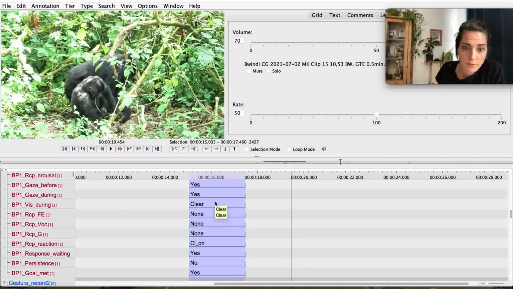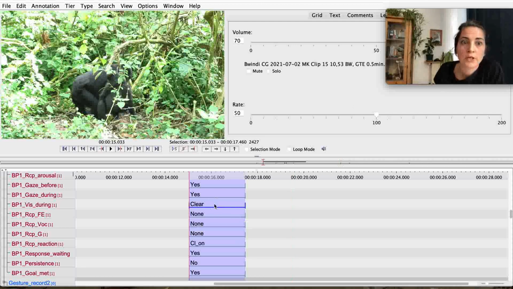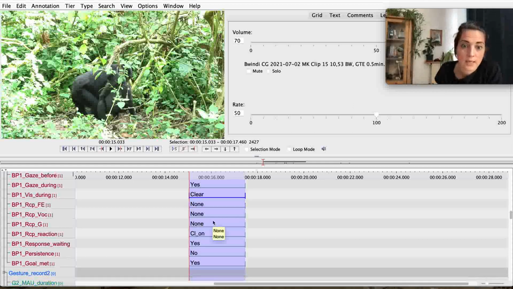We also have visibility. So between the two individuals, was the visibility clear, or was there lots of vegetation, for example? You could imagine in case of very thick vegetation that they would maybe use more contact gestures or audible gestures, because there's visual impairment. So in order to have a crude idea of that.